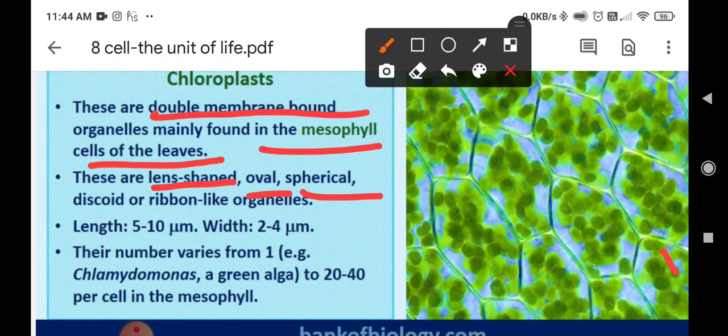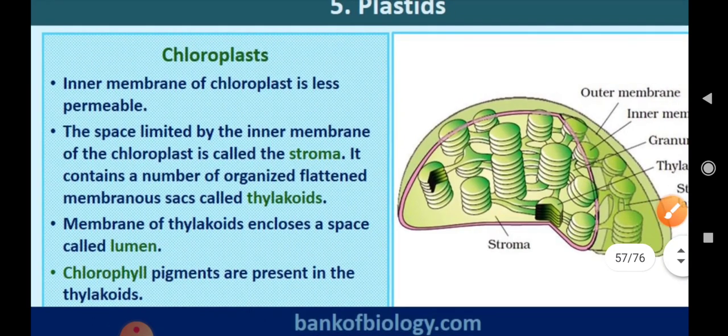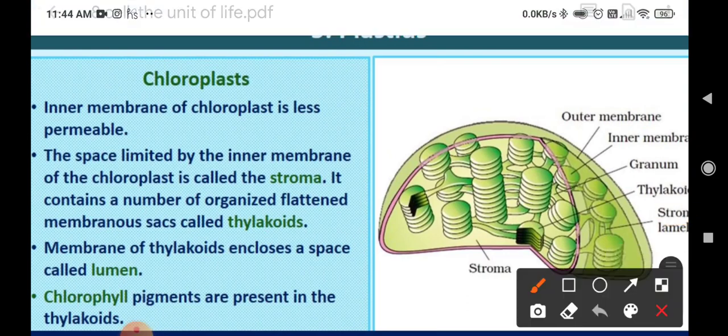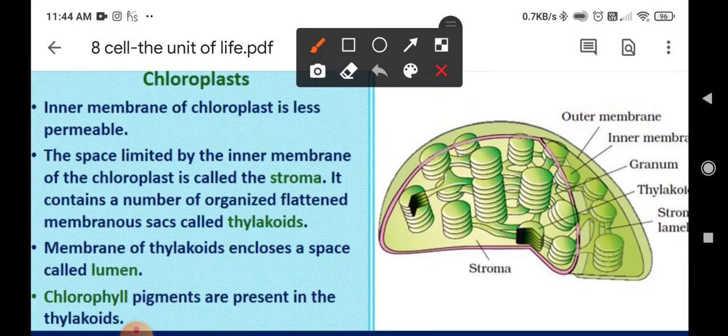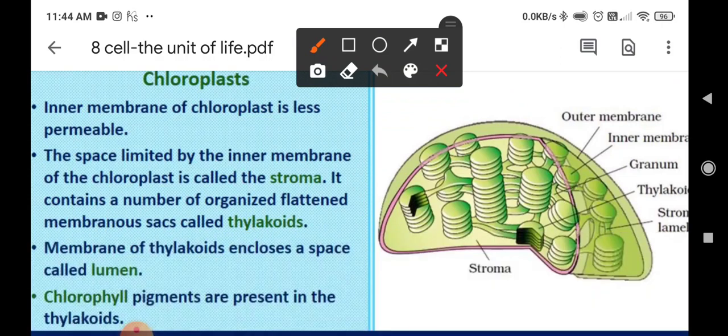Length is 5 to 10 micrometer, width is 2 to 4 micrometer. Even their number can vary, that means the number of chloroplasts per cell can be different in different plants. Now when we talk about the structure of chloroplast, these are again double membrane structures. This structure is given in your NCERT also, so it is quite easy to understand. You will see that they have an outer membrane and an inner membrane.